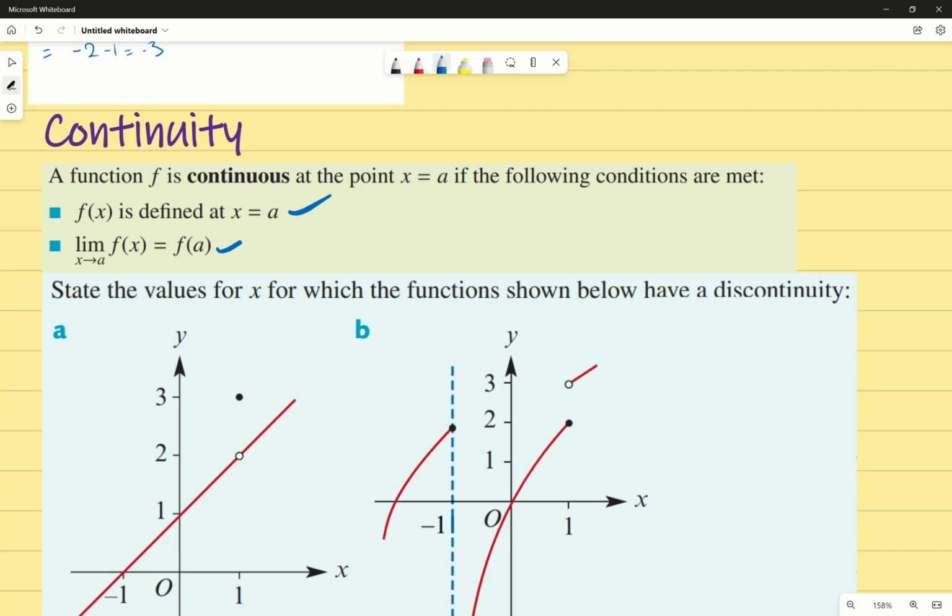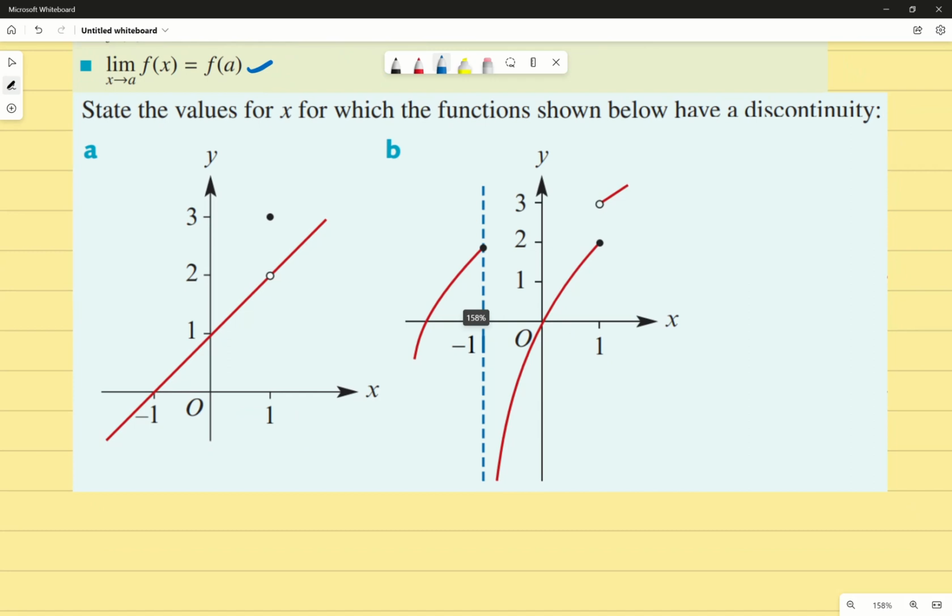If I approach the same value from both ends, so from the positive and from the negative, then it should give me the same answer. Otherwise, it's not continuous. In this example here, these hopefully seem very familiar to you guys. I'm not going to write it out, but I'll tell you guys what we should be looking for.